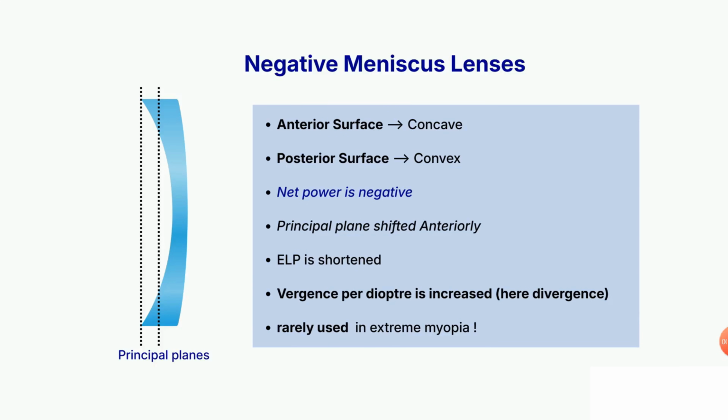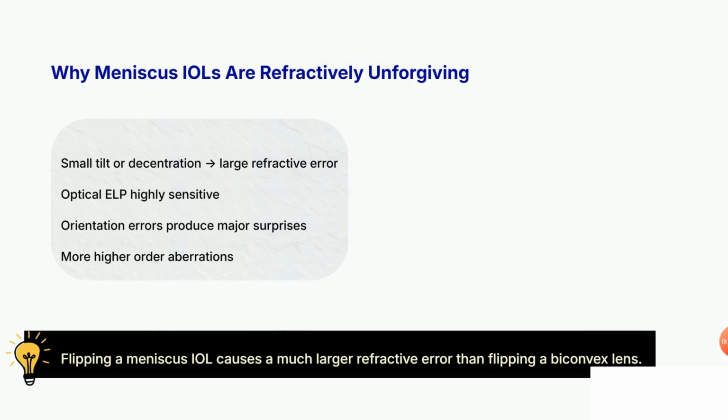In this lens, the anterior surface is concave and the posterior surface is convex, giving the lens a net negative power. Optically, this diverges the light slightly and shifts the effective lens position anteriorly. While this can neutralize the excessive convergence in extreme axial myopia, negative meniscus lenses are highly sensitive to placement.